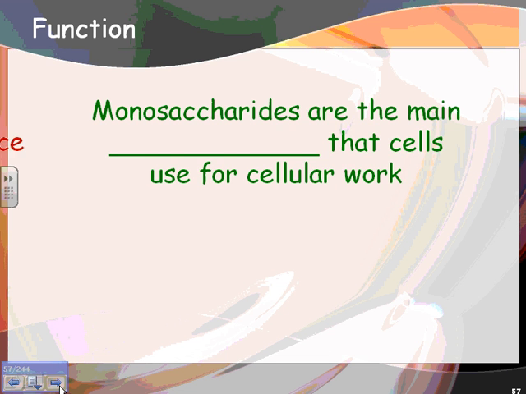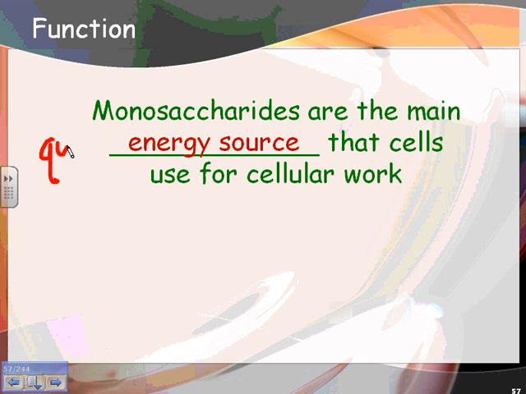Function. Monosaccharides are the main energy source that cells use for cellular work. Let's call it a quick energy source. This is not how you store energy. So if you can write the word quick in your notes: monosaccharides are the main quick energy source that cells use for work.